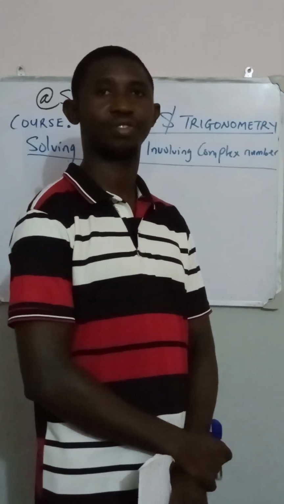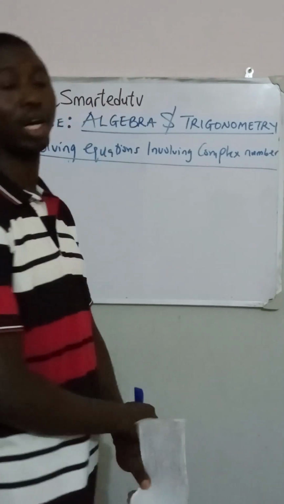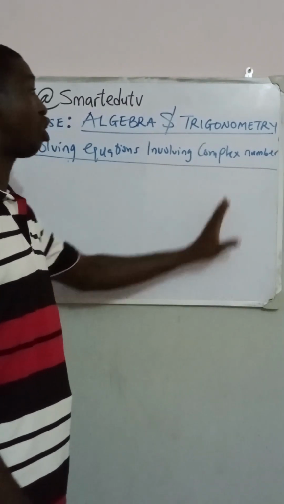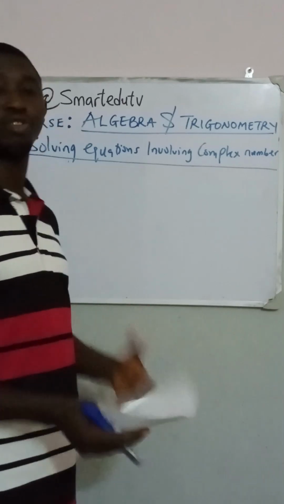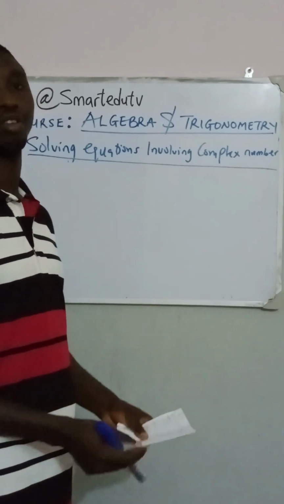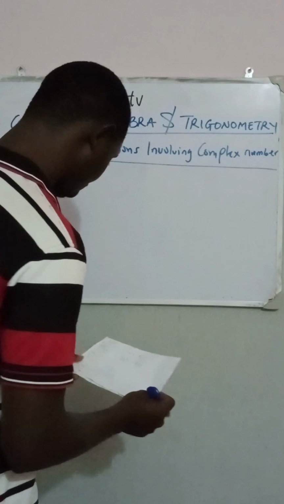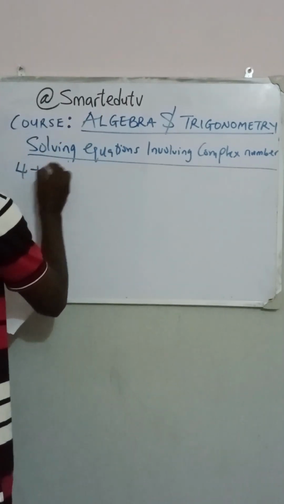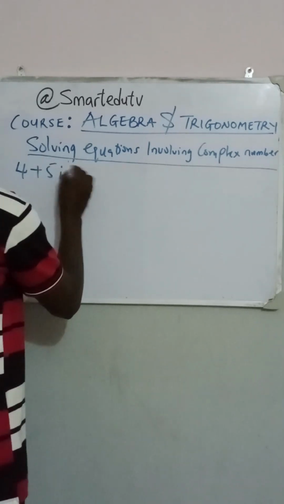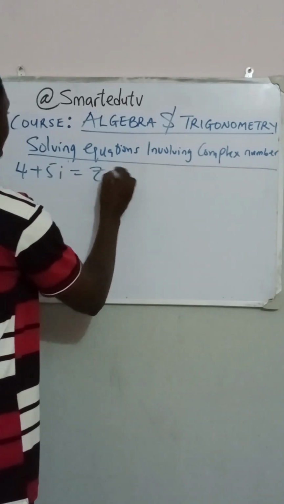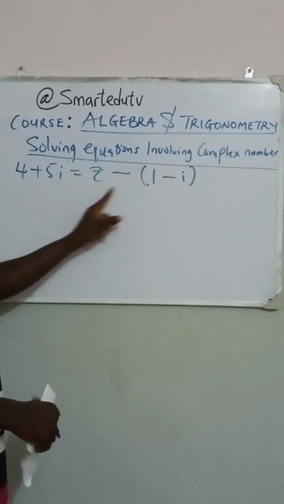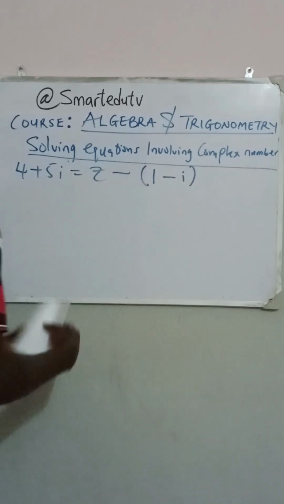Welcome back to my channel. The next topic we are going to look at under complex numbers is solving equations involving complex numbers. How do we solve equations that involve complex numbers? For example, if we are told to solve 4 plus 5i equals z minus the quantity 1 minus I.